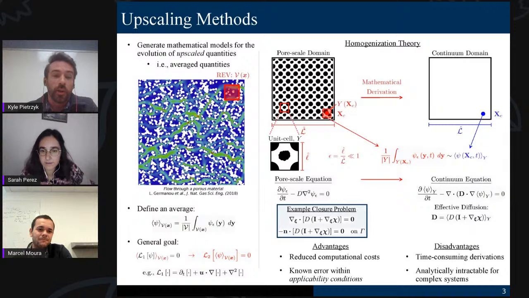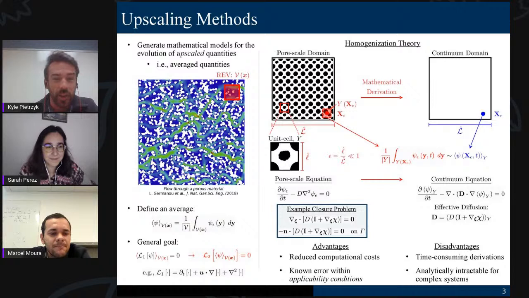One of these processes is homogenization theory. And in homogenization theory, you often assume that your pore scale domain is spatially periodic, which means you can define a unit cell with a length scale smaller than that of the pore scale domain. And if you have your pore-scale equation, you can go through this long mathematical derivation in order to come up with a continuum equation, which is an equation for the average of your quantity of interest, here being psi. What that average pertains to is as if you're moving a window throughout your pore-scale domain about the size of your unit cell, and you are averaging the solution continuously inside of that window. That's what the continuum equation is solving for.